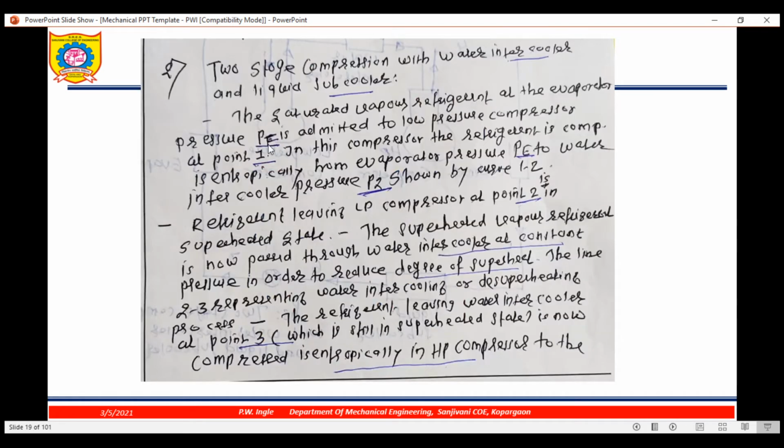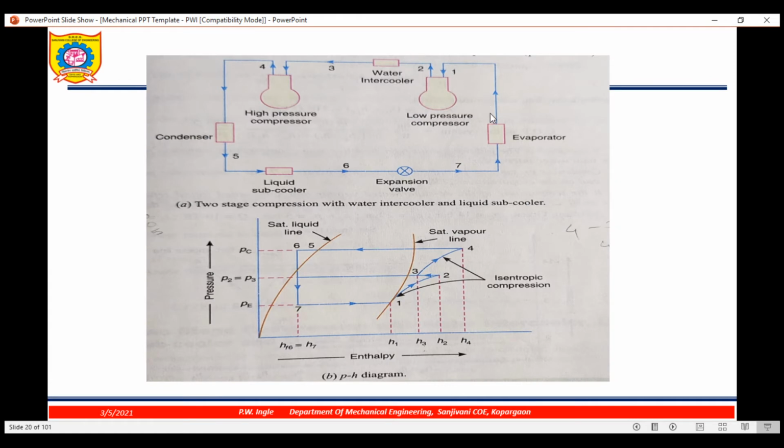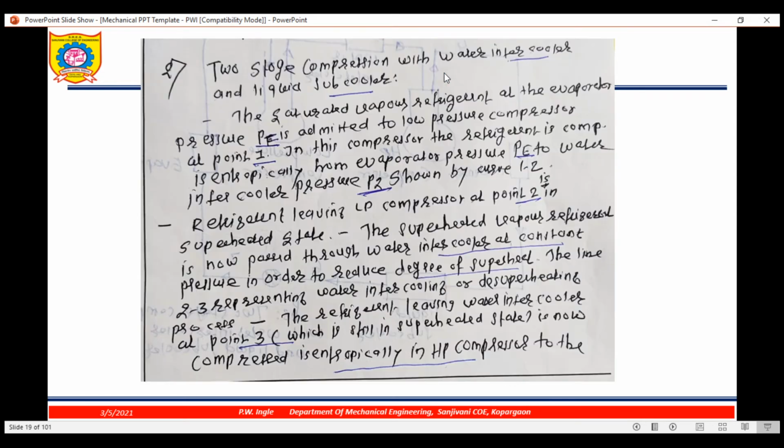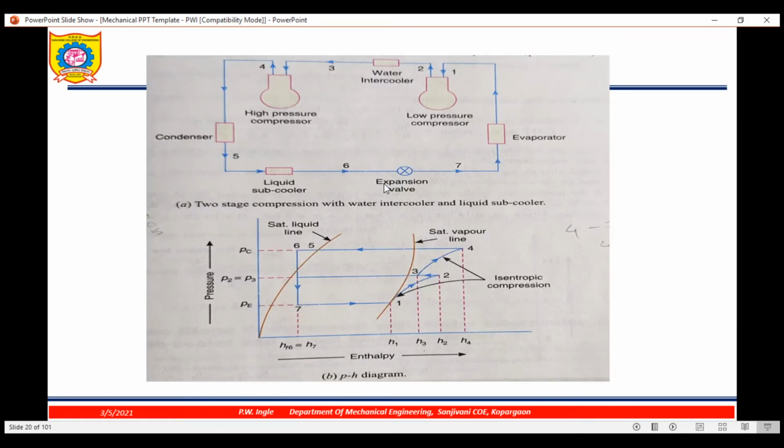I will read step by step. The saturated vapor refrigerant at the evaporator pressure is admitted to the low pressure compressor at point 1. So saturated vapor will enter the compressor at state 1. In this compressor, the refrigerant is compressed isentropically from evaporator pressure to water intercooler pressure P2. P2 is the water intercooler pressure, meaning intercooling is taking place at this pressure.